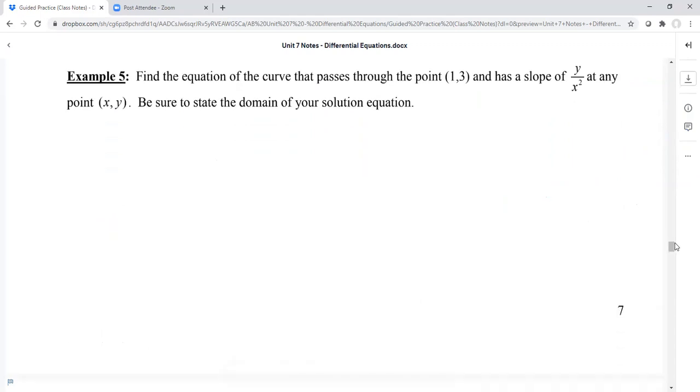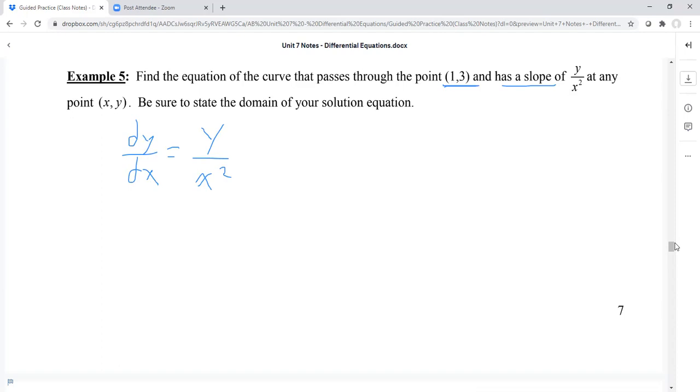So I'm going to do the same thing, and if you notice, this says has a slope, which sometimes they put it like that, but not very often. So what that means is dy/dx is a derivative, because has a slope means that's a derivative. And that's y over x squared. So there's the equation that I need to do my separation of variables. I'm going to plug that 1, 3 point in later.